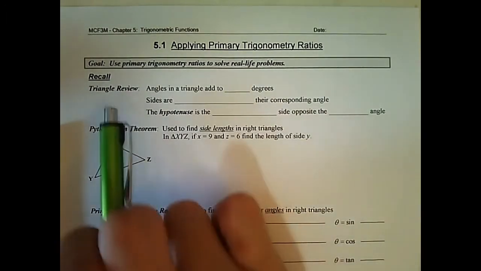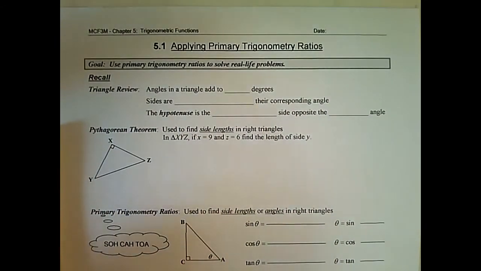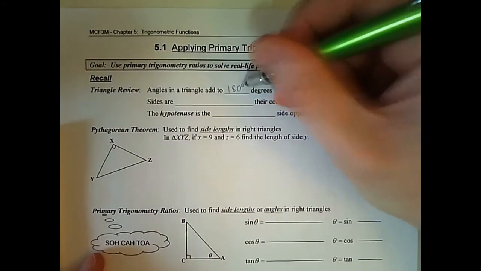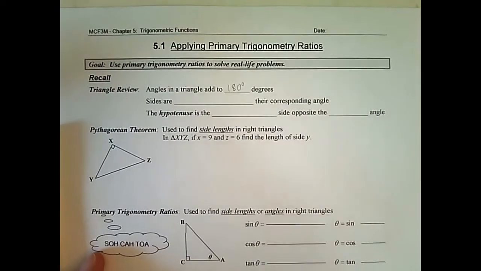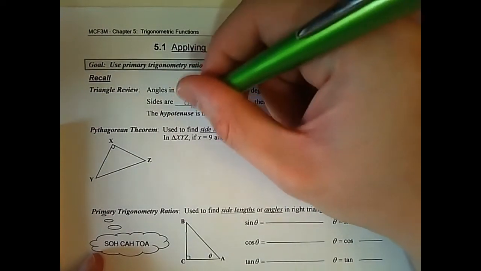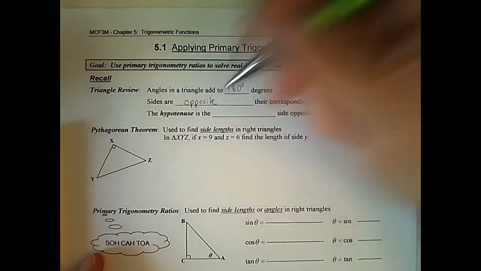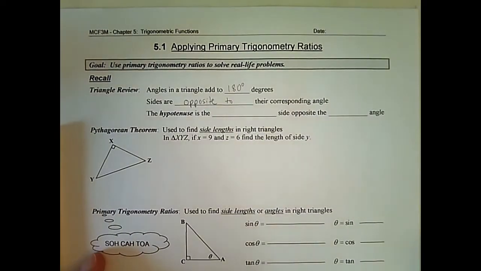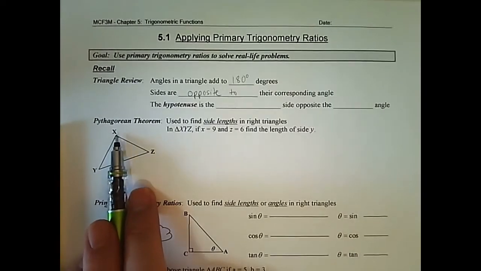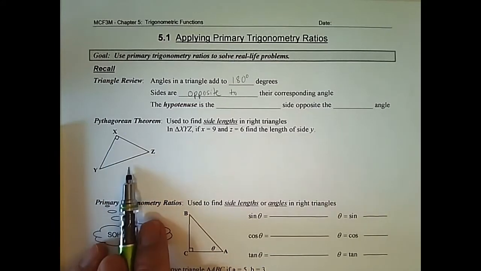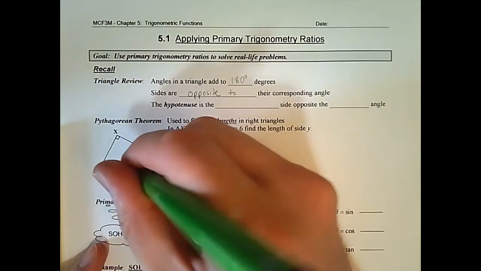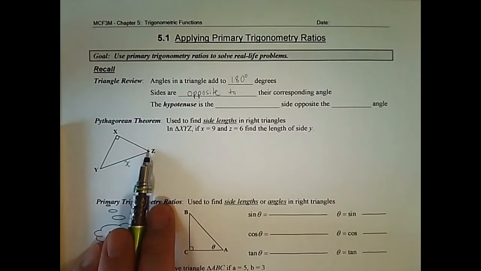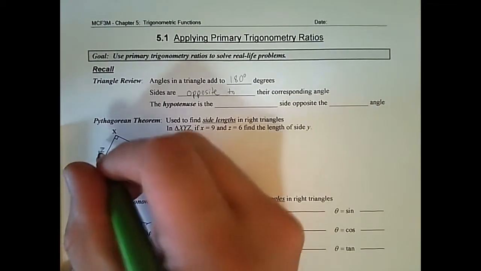So recall, for triangles, angles in a triangle add up to how many degrees? Correct, 180 degrees. Sides are opposite to their corresponding angle. And what we mean by that is if I have a triangle here, angle x here, well, the side opposite to this is just a lowercase x. We have a capital Z on the angle here. Opposite to angle Z is going to be a lowercase z.